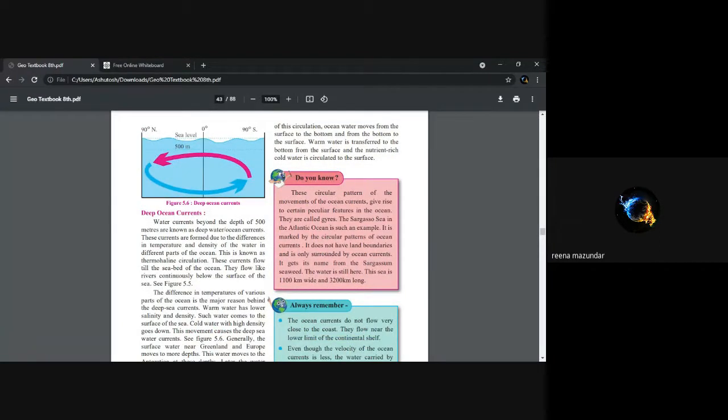Now let us see this circular pattern. I'm clear up to here. If anyone has a doubt, you can put the question or you can open your mic and ask me the question.